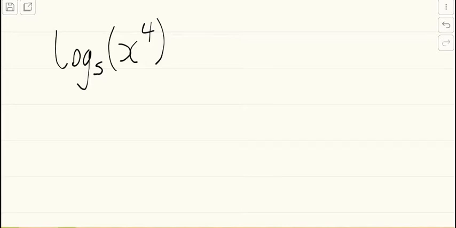Suppose we had this: log to the base 5 of x to the power 4. Okay, so have a think about what this would be. Okay, and now I'm about to have a go. So that's just going to be 4 log to the base 5 of x.